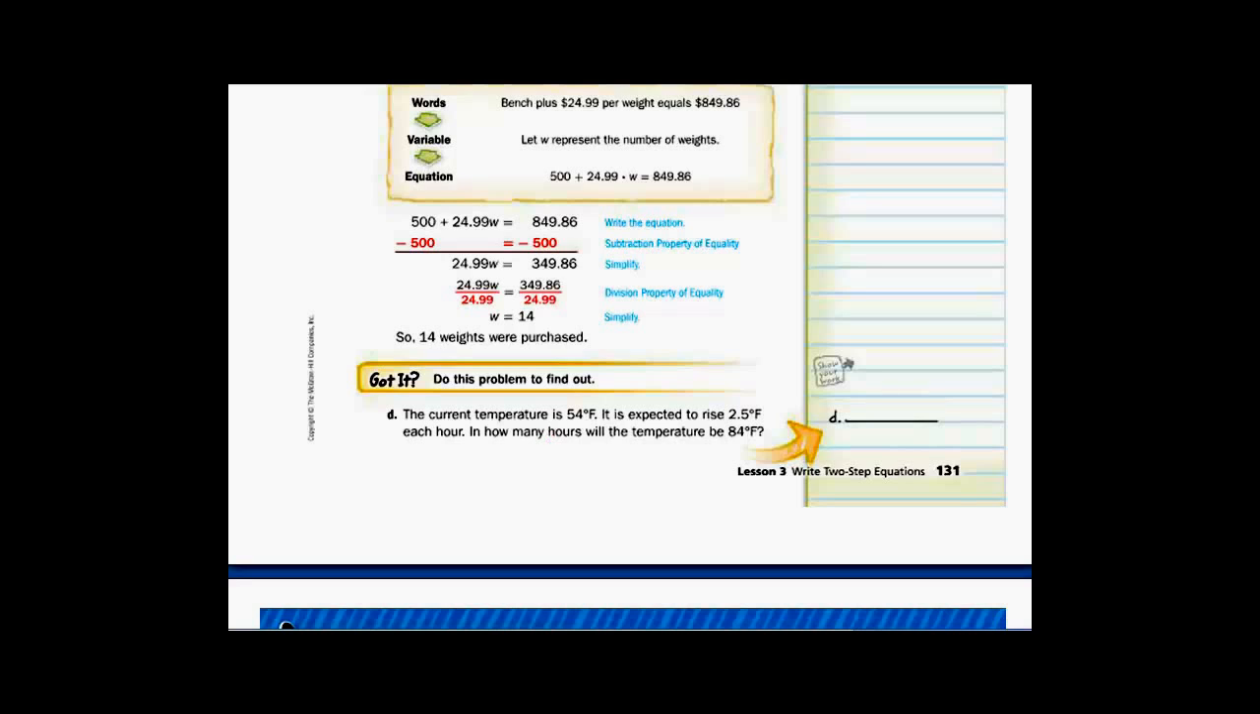So if you're being asked to find the number of hours, that's your variable. Let's just say h. And you know it's going to rise 2.5 degrees for every hour. So no matter what this is, you're going to take 2.5 times the number of hours. All right? It's already starting at 54, so it's not going to start at 0. So you're saying 54 plus the amount it rises, which is 2.5 degrees per hour. It wants to know how many hours will it take for that to be 84.